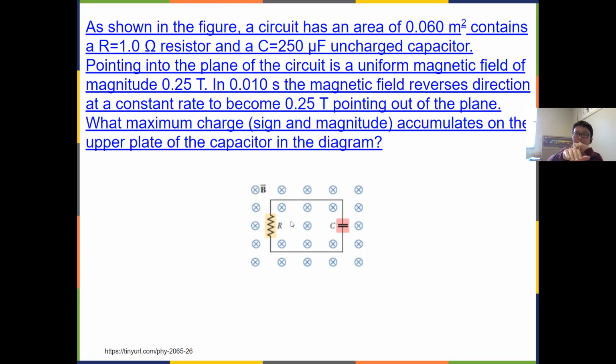If you look at the bottom wire and the top wire, then you go that way. You curl your forefinger in that way, and the direction of the thumb gives the current. So the current is actually in the clockwise direction. You'll get positive charge on the upper plate here. So the sign of the charge will be positive on that one.